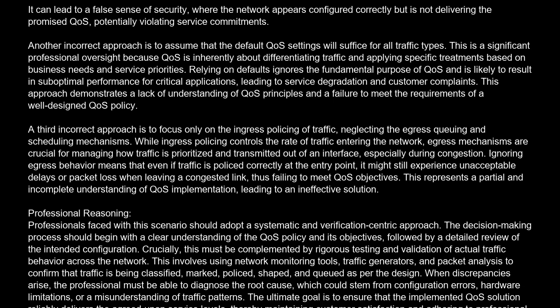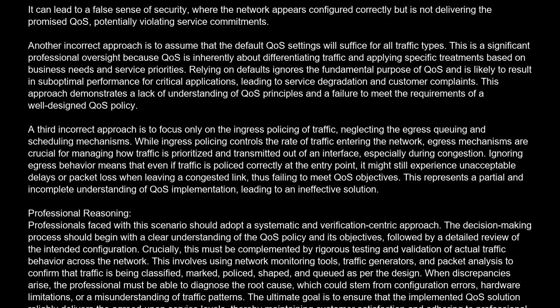Professional reasoning. Professionals faced with this scenario should adopt a systematic and verification-centric approach. The decision-making process should begin with a clear understanding of the CoS policy and its objectives, followed by a detailed review of the intended configuration. Crucially, this must be complemented by rigorous testing and validation of actual traffic behavior across the network. This involves using network monitoring tools, traffic generators, and packet analysis to confirm that traffic is being classified, marked, policed, shaped, and queued as per the design.